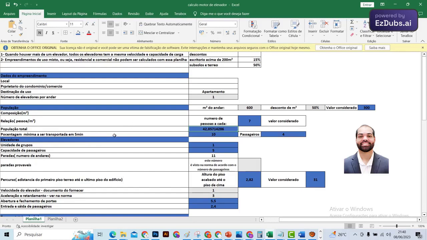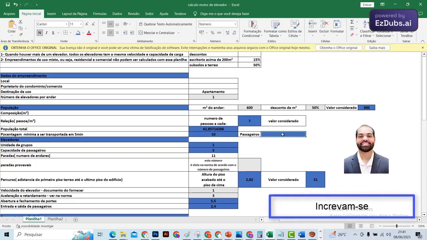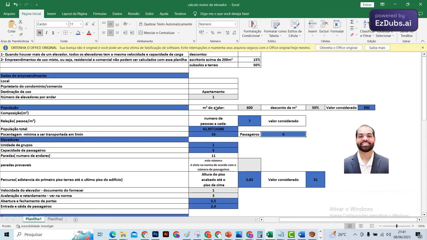The minimum percentage to be transported in 5 minutes in an elevator is 10%, okay? Considering a total of 4 passengers for a single elevator, considering a total population of 42, right? And a floor of 600 square meters, considering 300 after subtracting 50% of these 600. For the units of our elevator group we must always consider 1. The passenger capacity that we calculate here is 5. The stops, i.e. the number of floors, I consider here 11. The probable stops we must check in the standard.